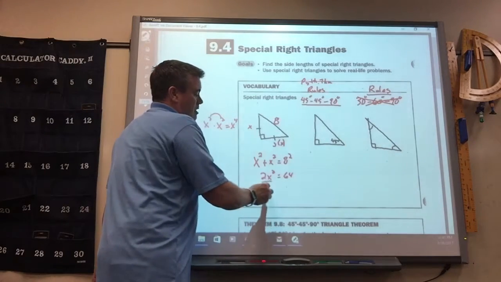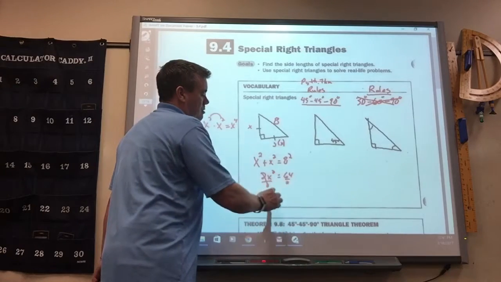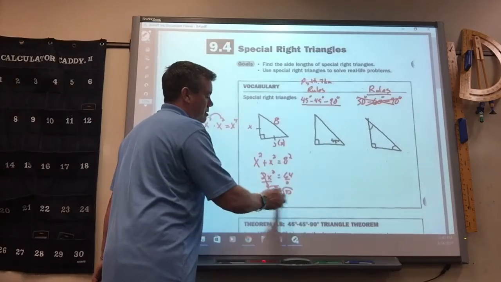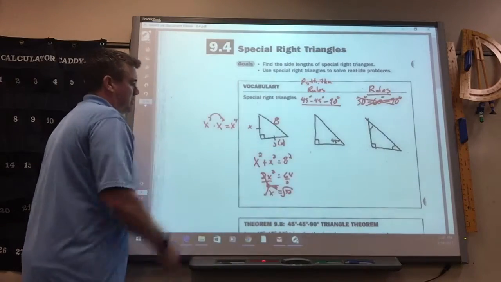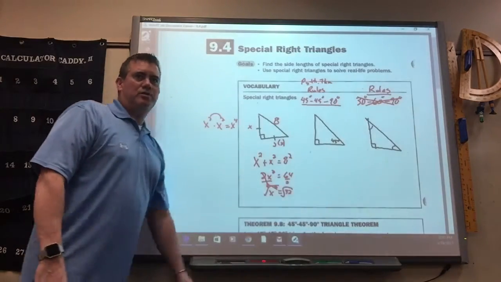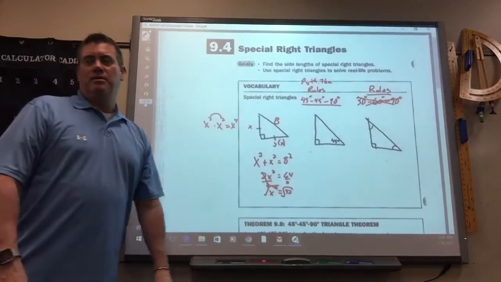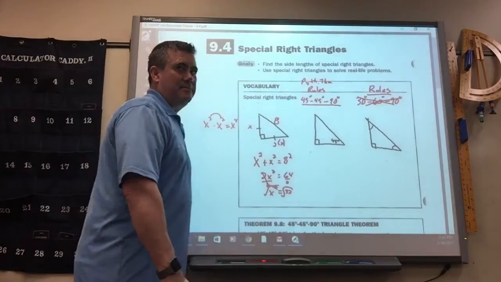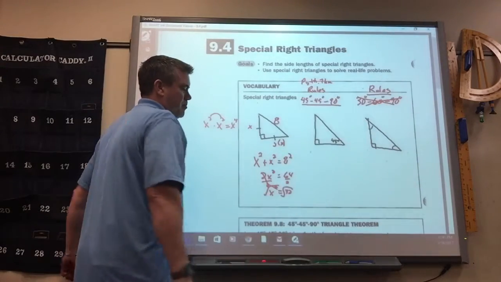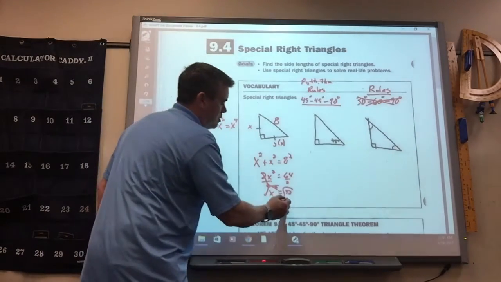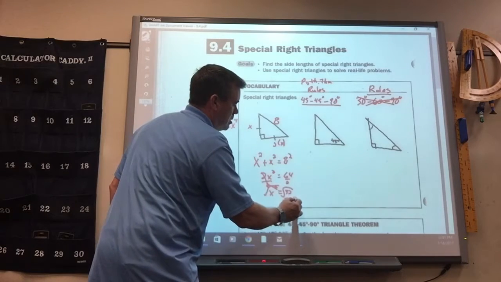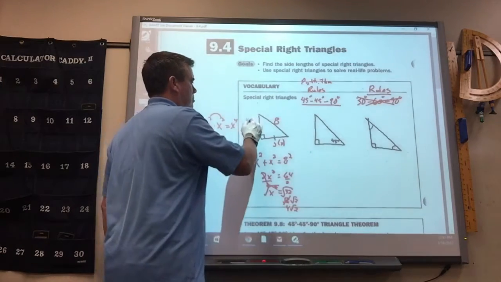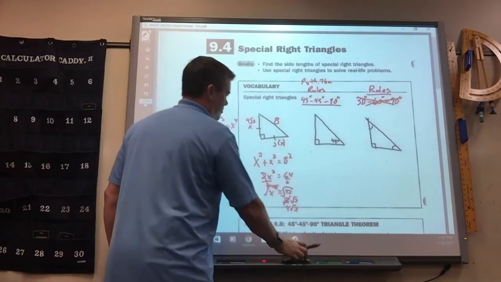So then to solve it, you first have to divide by 2, and then you have to square root it. So what perfect square goes into 32? 16 times 2. So it's 4 square roots of 2. That is the answer.